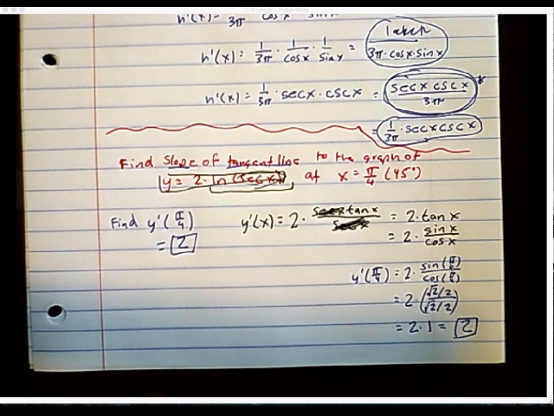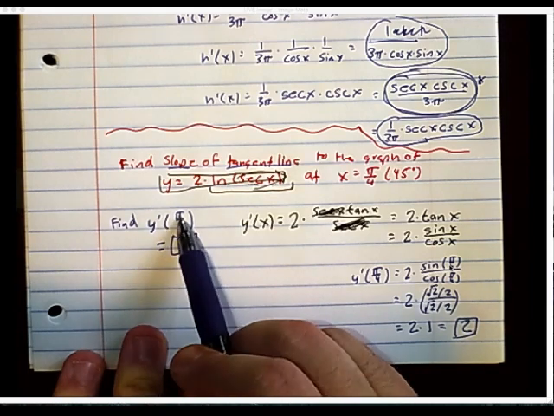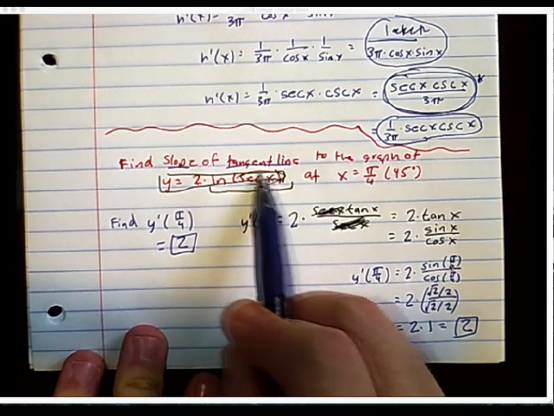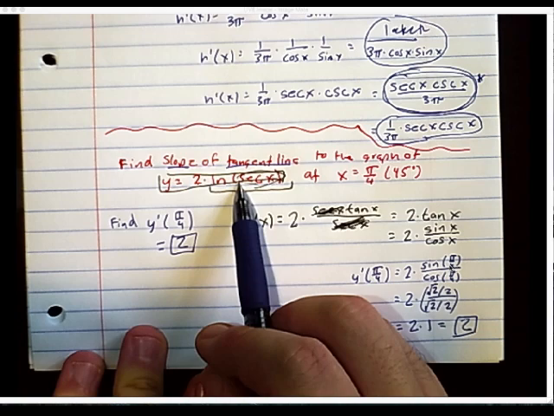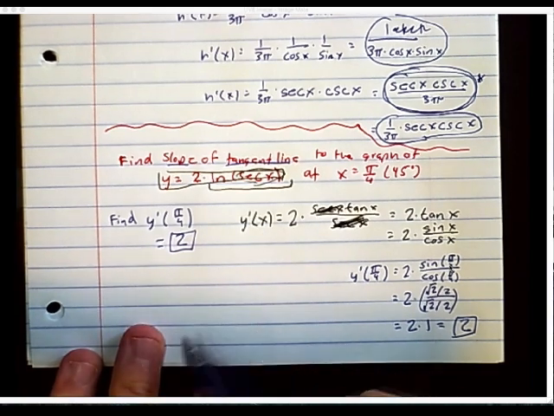Okay. If they ask me for the equation of the tangent line, then after I got that slope, I know the x value, I would have to plug that x value back into the original function to get the y value. Then I would have my point and slope, and I could write the equation if they ask me for the equation.